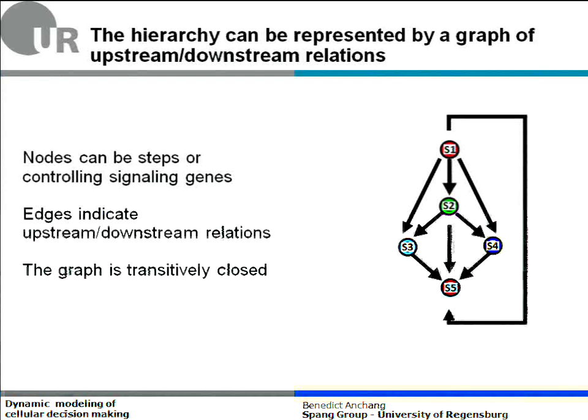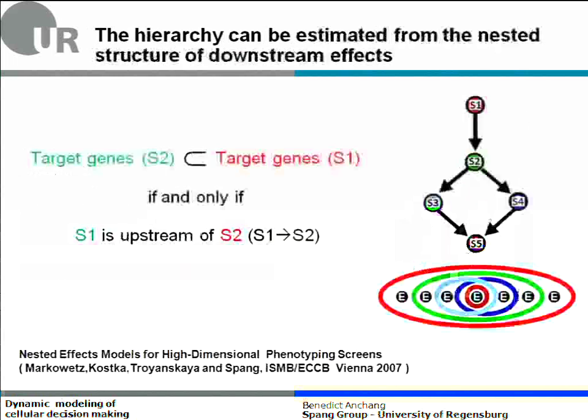However, a key problem with gene perturbation screens is that the phenotypes occur downstream of the perturbed pathway, and these may not always show a direct influence of one pathway component on another. So this led to a class of models developed by Markowetz and colleagues, known as the nested effects models. In this model, we try to reconstruct the hierarchy using the nested structure of downstream effects. If the downstream effects have a nested structure, then we can state that the target genes of, say, S2, which are in green, are a subset of the target genes of, say, S1, if and only if S1 is upstream of S2. And this can be represented in the graph.